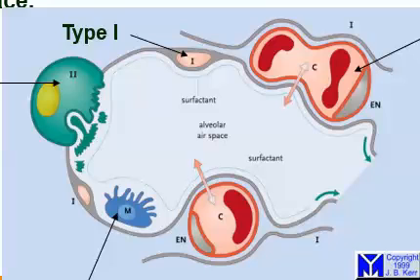Type 2, the large alveolar cells, are called granular pneumocytes, and these are cuboidal without broad cytoplasmic extensions and occupy about 5% of the alveolar surface. So let's take a look at this picture and see if we can see some differences. The main big difference is that with type 2 pneumocytes we have surfactant, and surfactant stops the lungs from collapsing. So let's talk a little bit about that.